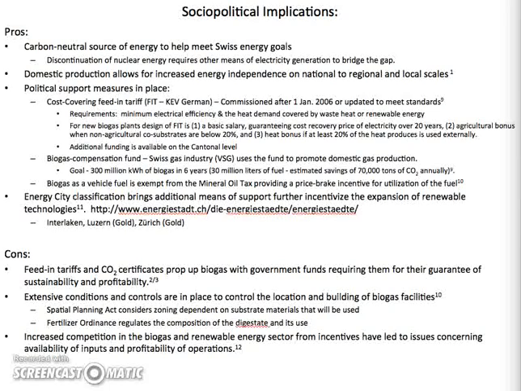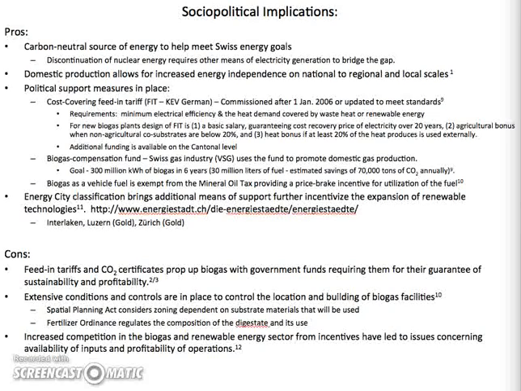the heat demand of the facility must be covered by waste heat from the operation itself or the use of other renewable energy. Now, for the biogas plant's design of the feed-in tariffs, they will receive a basic salary guaranteeing the cost recovery price of electricity over 20 years.